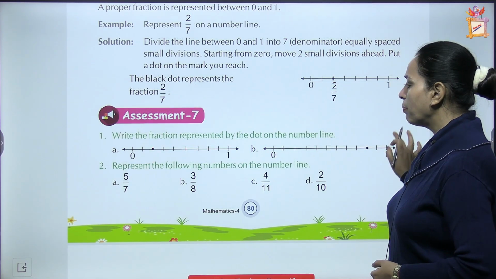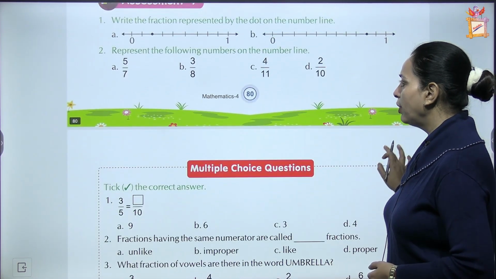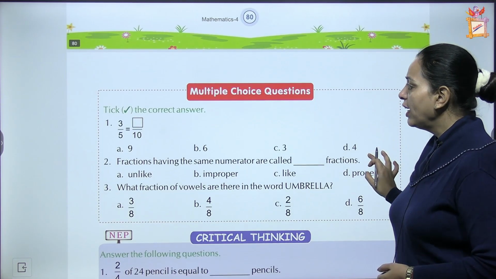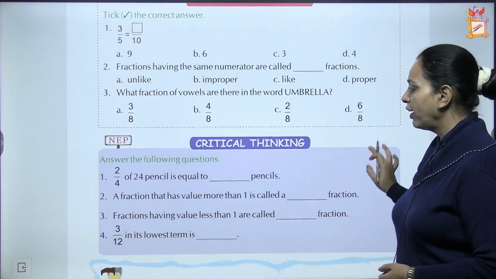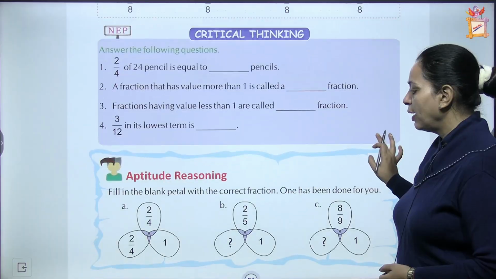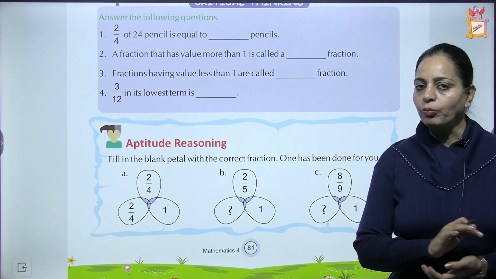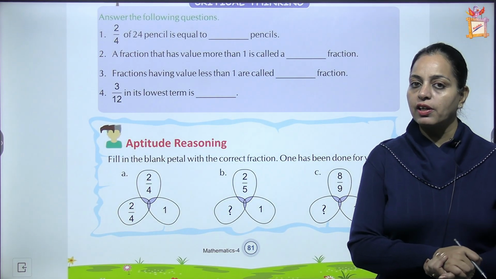Now the second one, represent the following numbers on the number line. You can try this one on your own. ऐसे ही MCQs हैं. You can try critical thinking and aptitude reasoning. I hope the concept is very much clear to you.